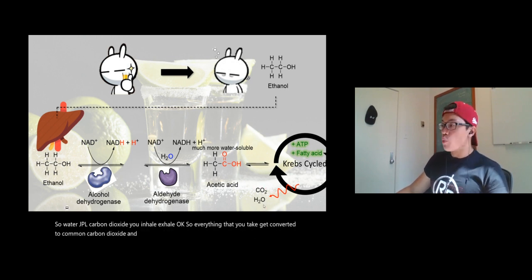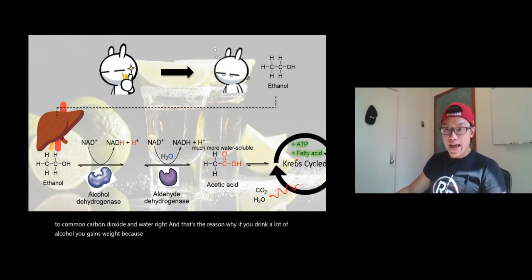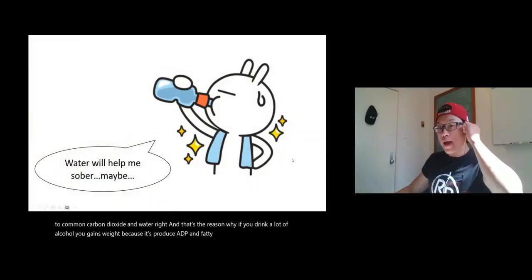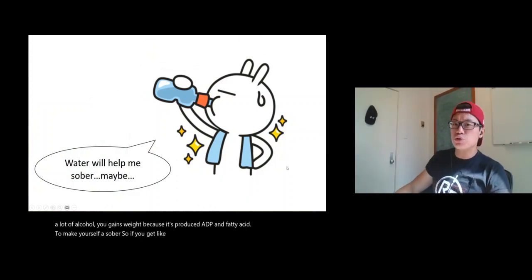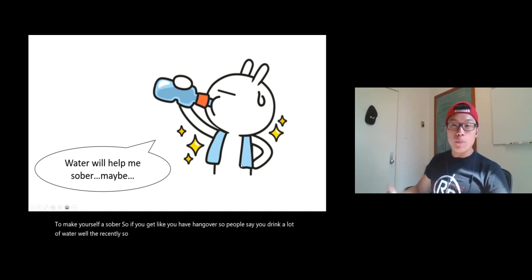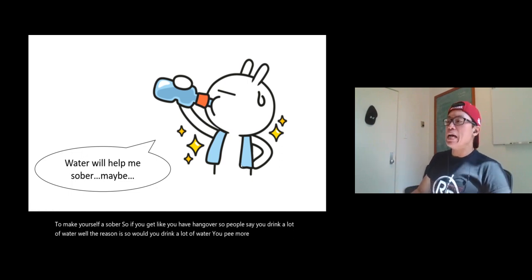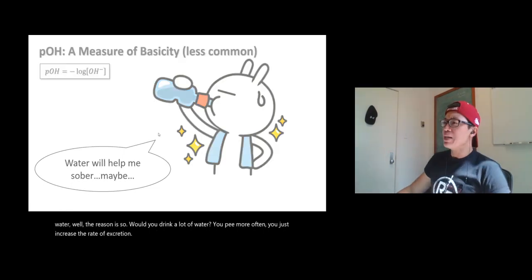That's the reason why if you drink a lot of alcohol, you gain weight, because it produces ATP and fatty acid. To make yourself sober, if you have a hangover, people say you should drink a lot of water. Well, the reason is when you drink a lot of water, you pee more often, you just increase the rate of excretion.